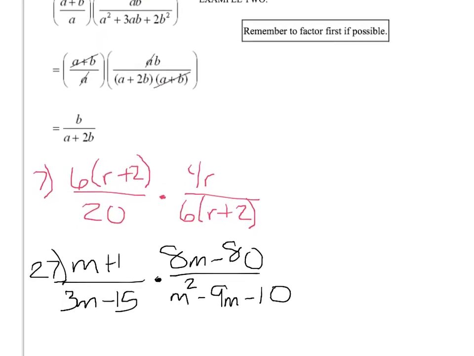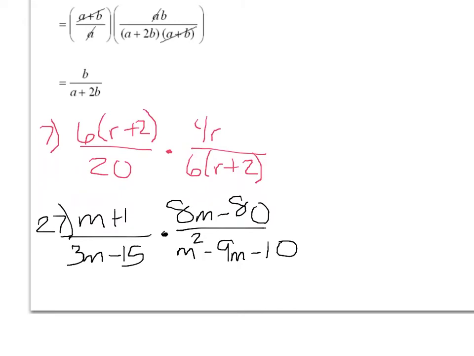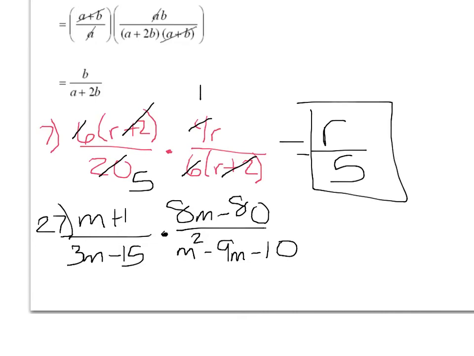So the first example, let's go to number 7. Number 7 is written like this. Now everything is factored already for us. All we have to do is really cancel. We have an r plus 2 with an r plus 2. 6 with 6. 4 goes into 4 once, goes into 20 5 times. So we are left with in the numerator an r and in the denominator a 5. Nothing else cancels, so that's our final answer there.